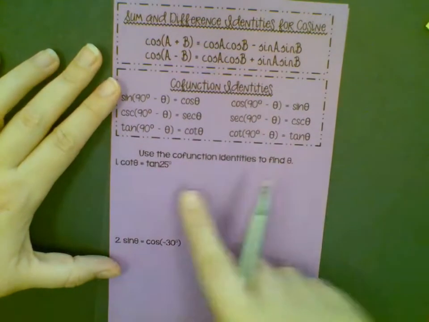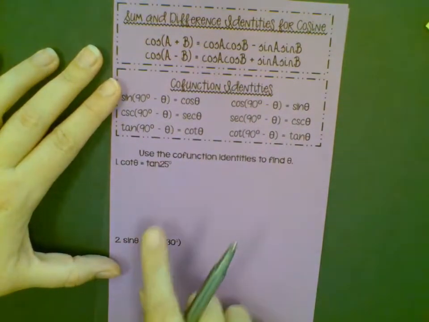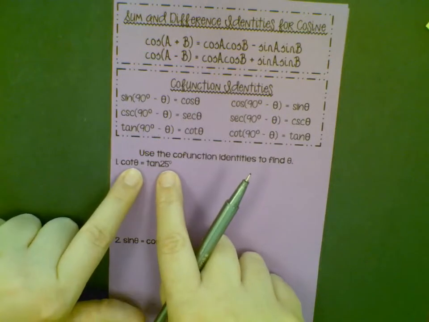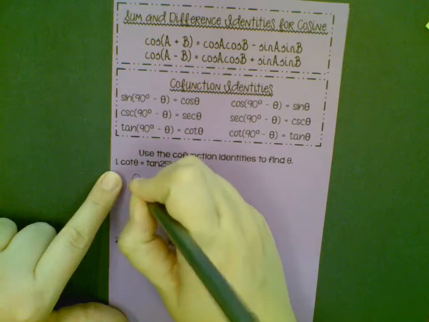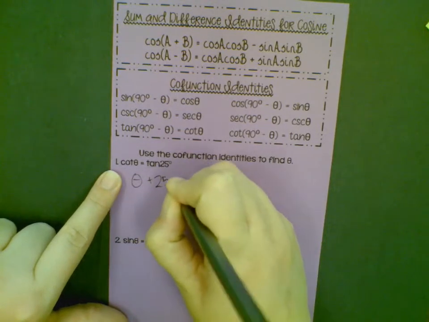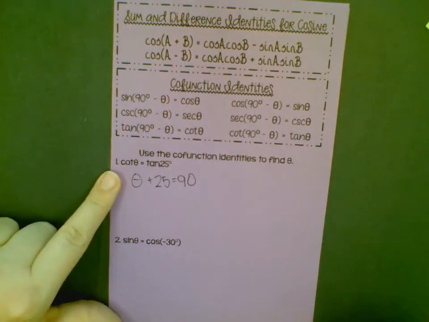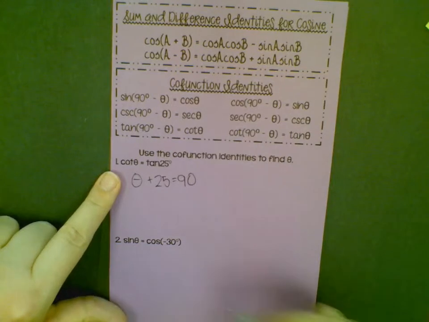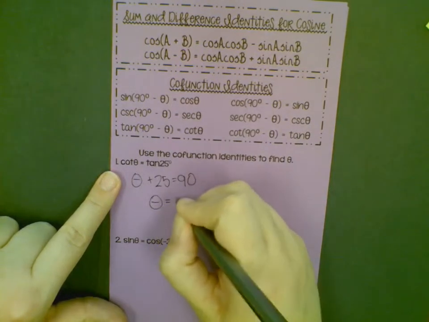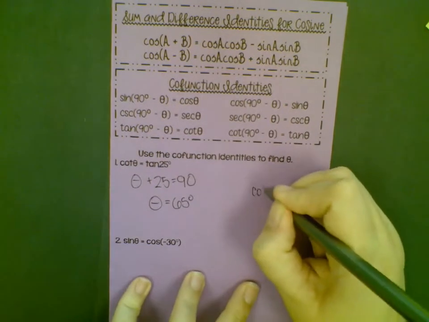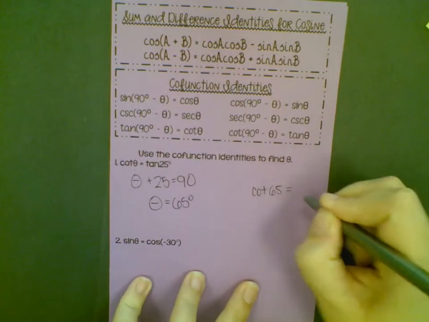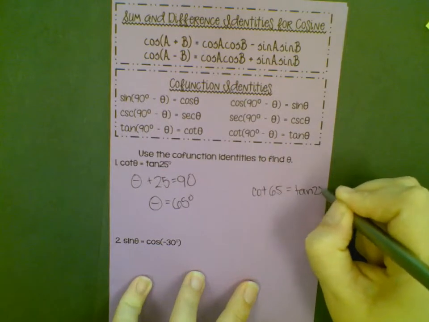So when it's asking you to find these for cofunctions, just know that these are always going to be complementary. So that's how we can solve this equation. Theta plus 25 is always going to equal 90 because they're complementary. So that would mean that theta would equal 65 degrees. So what we're saying is that the cotangent of 65 is equal to the tangent of 25.